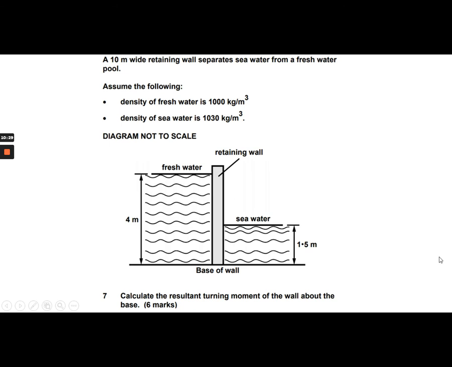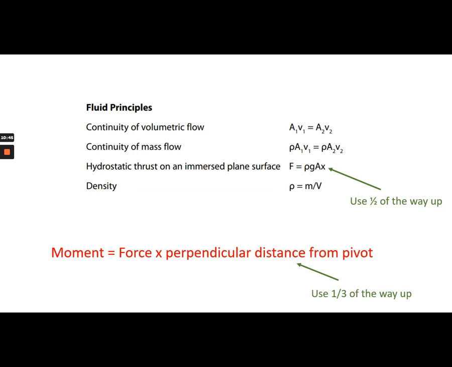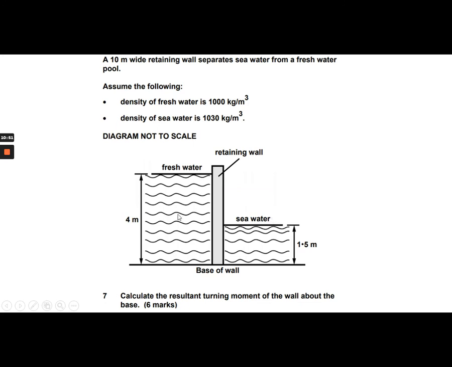Okay, so here's another dam. Now this was on the 2017 paper, the first proper paper that came out, and it's more challenging than the dams in recent times. So you're asked for the moment, but you'd start just thinking, right, it's dams. So here we go, I'll go to hydrostatic thrust on an immersed plane surface, rho g AX. So you'd have to work it out on the left and on the right as well.